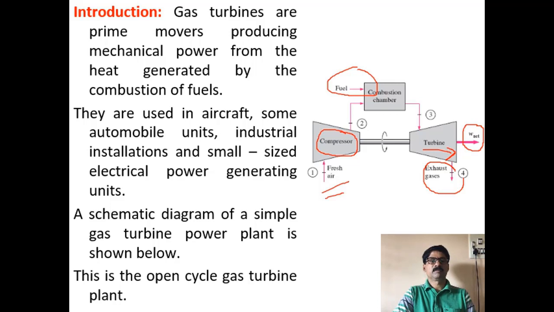These types of turbines are used in aircraft and some automobile units, industrial installations, and small sized electric power generating units. What is explained here, as I told earlier, is the open cycle gas turbine, and this is a schematic diagram of a simple gas turbine power plant.